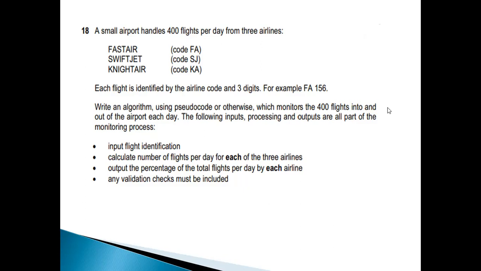We need to calculate the number of flights per day for each of the three airlines. Output the percentage of total flights per day by each airline. There are two other variables. Okay, do you know? There are two other variables also. So I was gonna do fast air equals zero. I was gonna do fast air, swift jet, and night air as real. I was gonna declare those three as real.